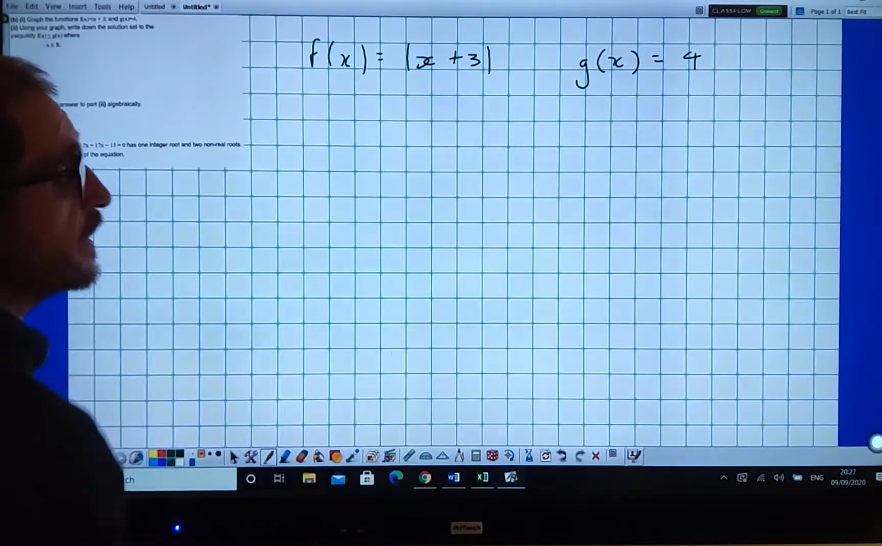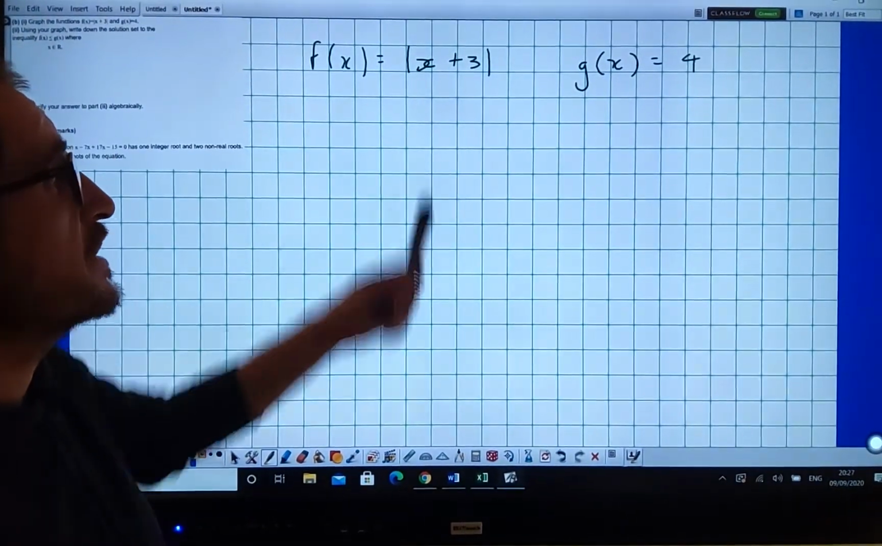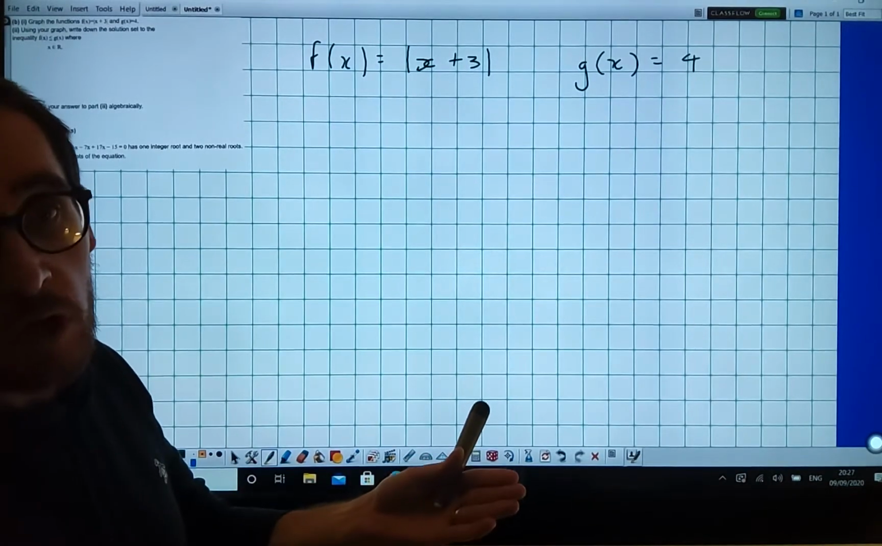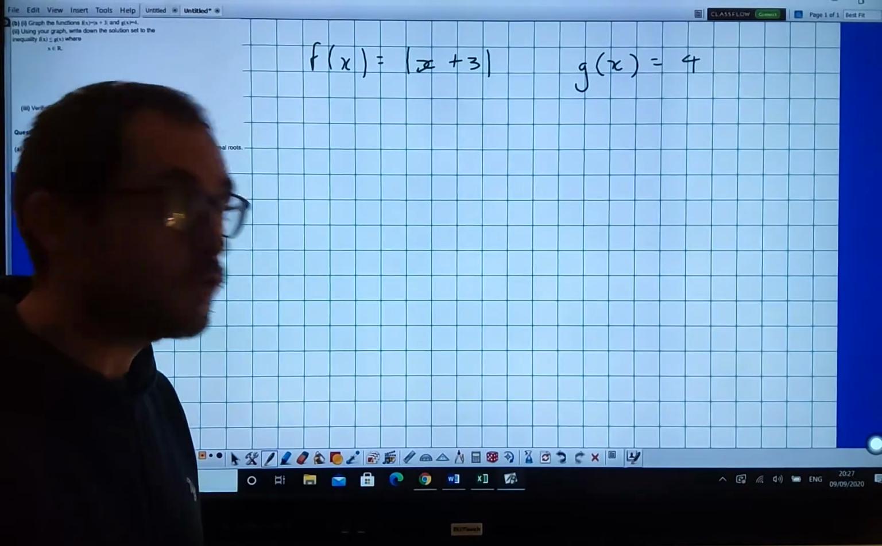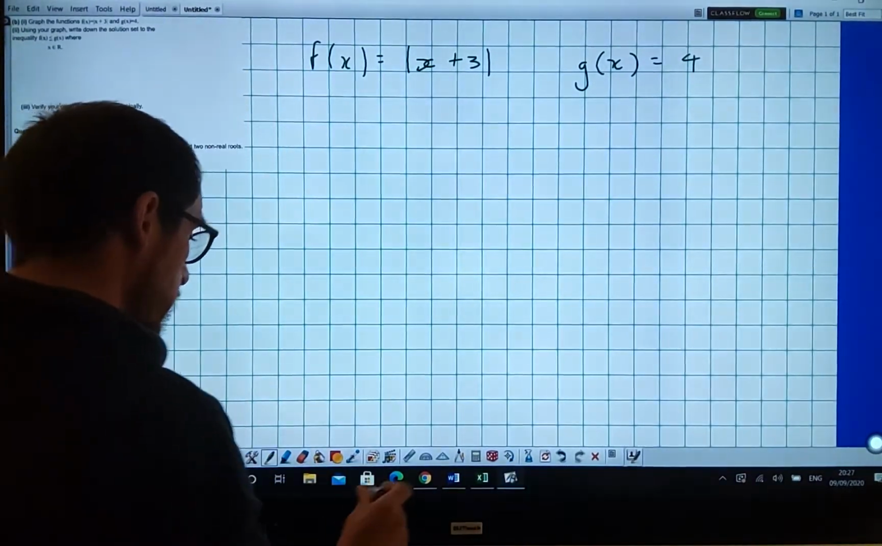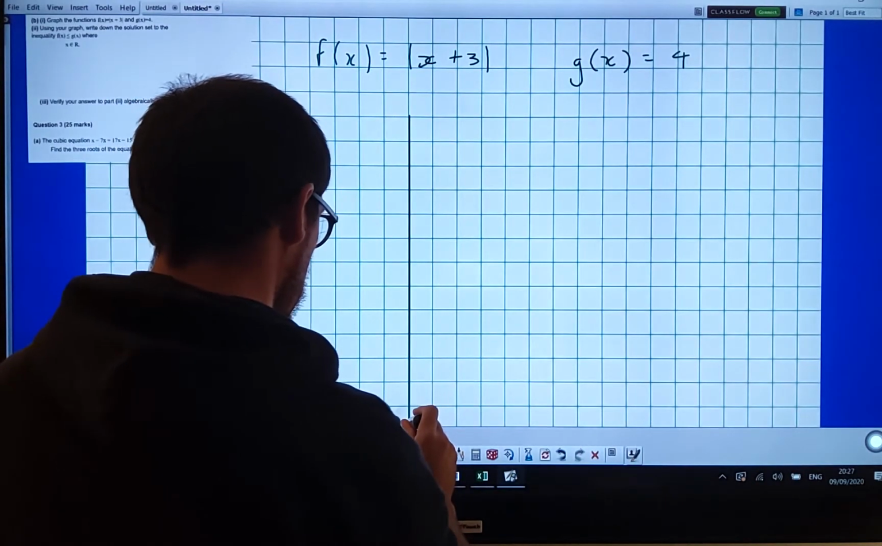Now this is the modulus here, and what that means basically is when x plus 3 is less than or equal to 0, the number is going to be positive. So if x is minus 4, plus 3 is minus 1, that has to be graphed as 1. So to graph that as follows, you do this. So you draw your graph here like this.